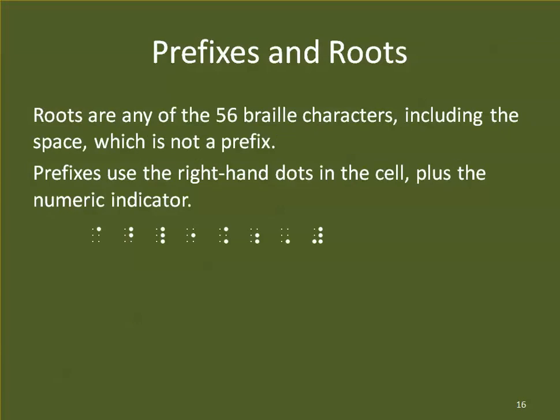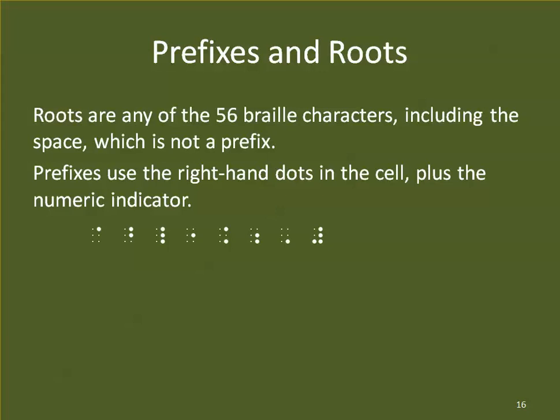Okay, phew, we're done with terminology. Now we can talk about actual concepts. We've already talked a little bit about roots and prefixes, or prefixes and roots. Just to review, roots are any of the 56 Braille characters, including the space, which is not a prefix.